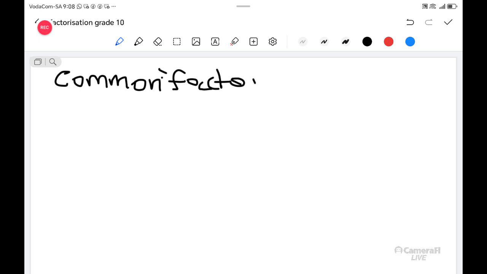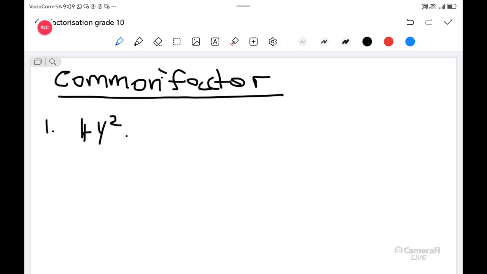Common factor. So, if we are factorizing the common factor, example number 1, let's say we have 4y squared minus 16. They say factorize this one. We check how many terms I have. I have two terms, and in these two terms, what is common between the 4y squared minus 16? We can see we have 4 here, and we also have 4 in 16. It means we have a common factor 4.